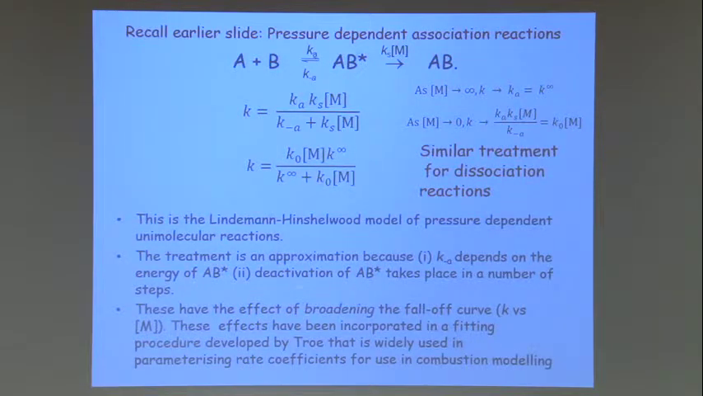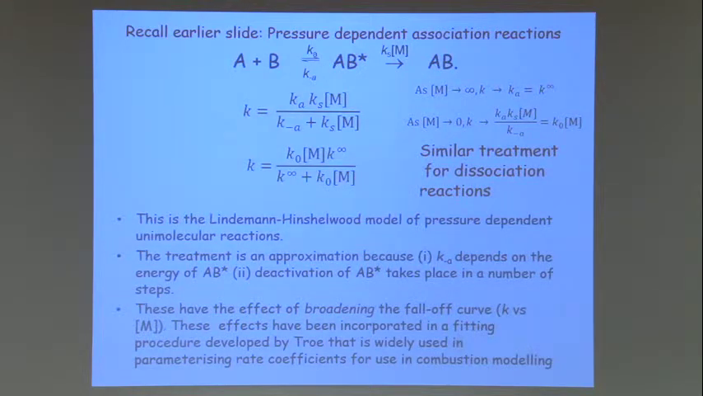Now, this treatment is only approximate. It's called the Lindemann-Hinshelwood model. And it's only approximate because this reaction here, K minus A, is treated as a constant. That rate constant is treated as a constant, but it's going to depend upon the amount of energy that's there in the excited CH4 that's been formed by association. The more energy that CH4 has, the more rapidly it will dissociate. And so that's one limitation.